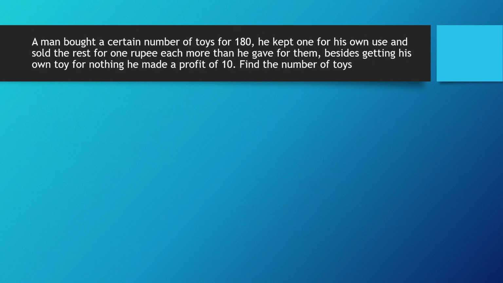Okay. A man bought a certain number of toys for rupees 180. So he bought X toys for rupees 180. He kept one for his own use and sold the rest for 1 rupee each more than he gave for them. And in that he is making a profit of rupees 10. So let's say the number of toys be X. So what is the cost of one toy? 180 by X, correct? In all I have given 180 rupees for X toys. So cost of one toy will be 180 by X.